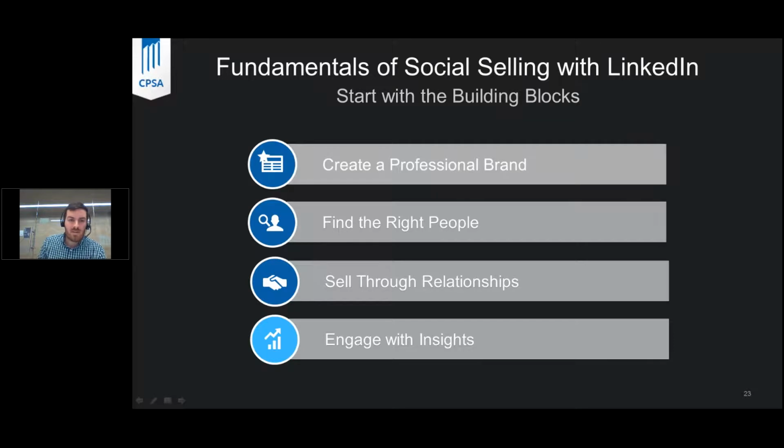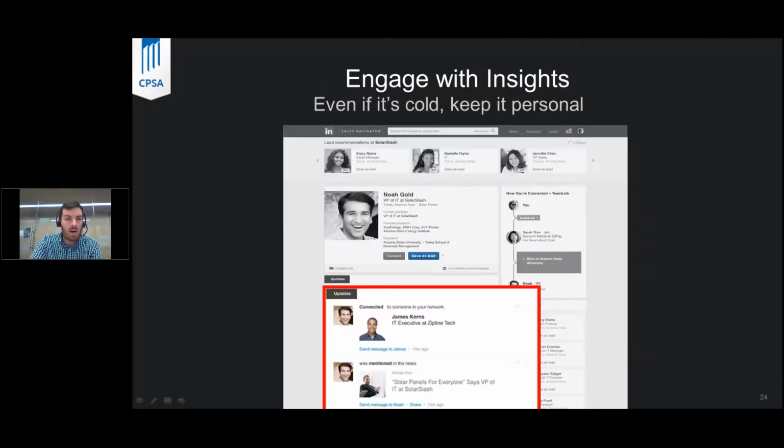Then lastly, and this is the fourth and really the toughest to do, is engaging with insights. What that really means is you're the thought leader. Who are you as a person? How do you share some of that knowledge with the public? If you've been on individuals' profiles, you look at some of their shares or mentions in the news. Let's say a customer of ours just got acquired a few days ago. That was big, and it was mentioned in the news. That's a type of update.